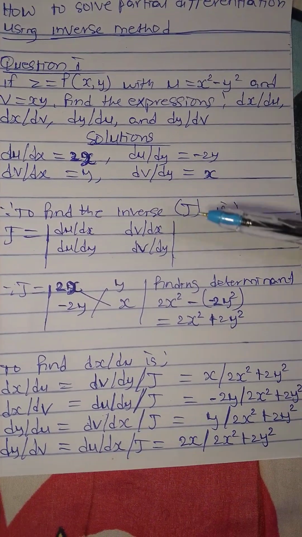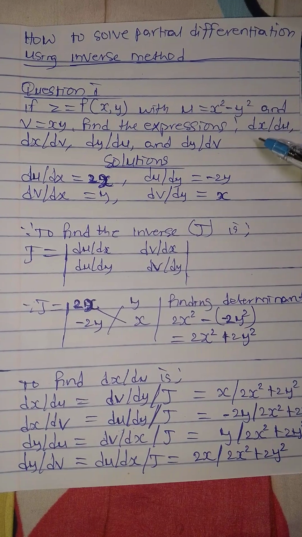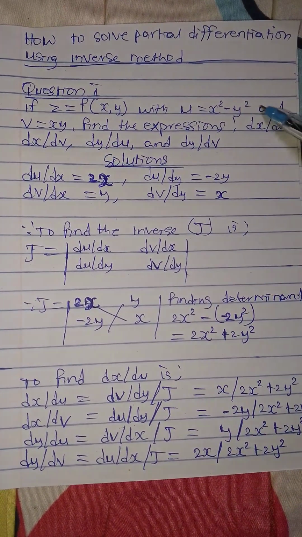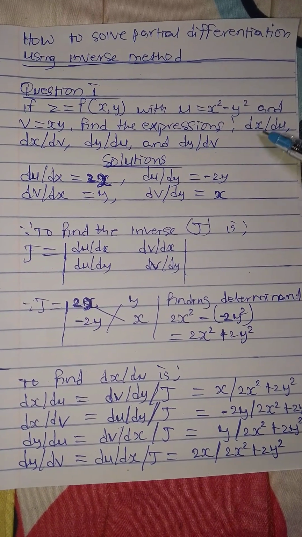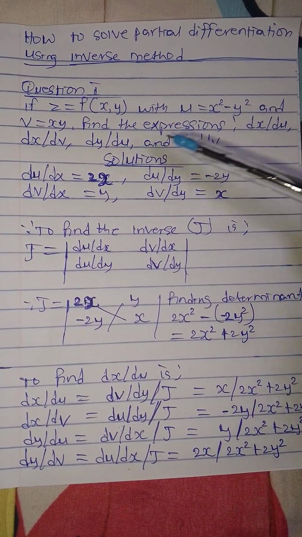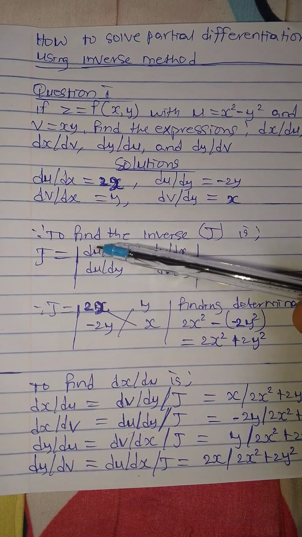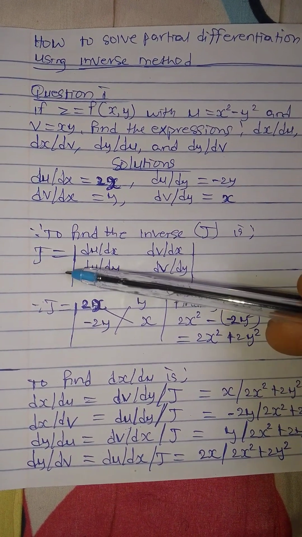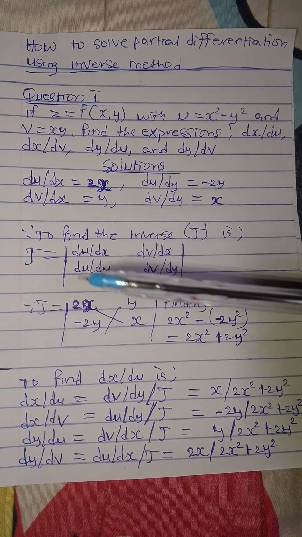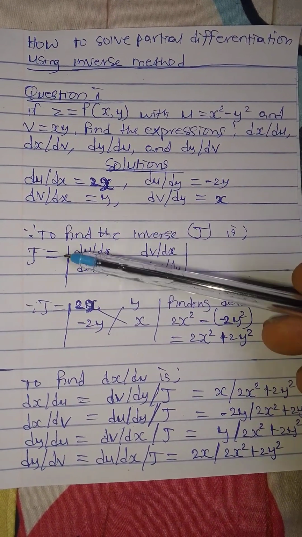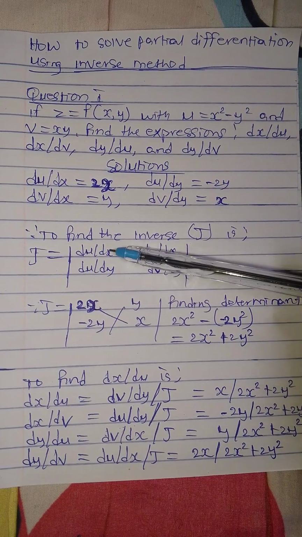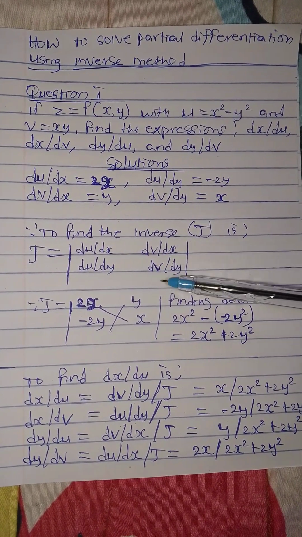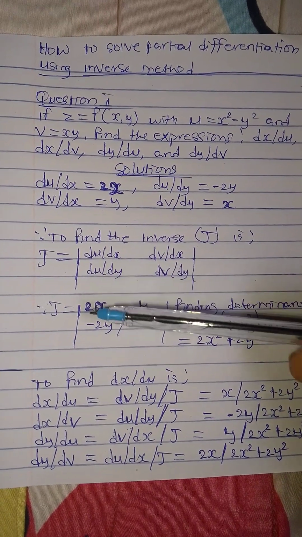After doing that, we have to find dx over du. You can't find dx over du directly from this equation. So for us to find dx over du, dx over dv, dy over du, and dy over dv, we have to use the inverse method, which is J. To find J, we use the determinant method: J is the determinant of du over dx, du over dy, dv over dx, dv over dy.